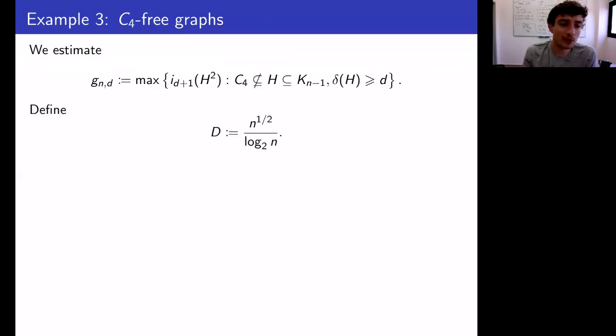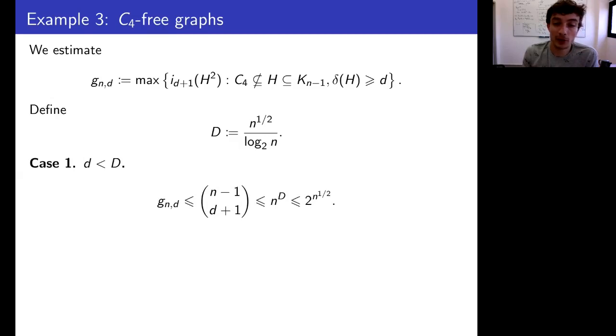Now, to do this, we're going to apply the lemma. We're going to count separately independent sets which are small and large. So first, define this cutoff between small and large, which is square root of n divided by a logarithmic factor. Now, if d is smaller than this, then we don't have to do much. A trivial upper bound of just considering all subsets of size d plus 1 will give us a bound which is strong enough for our purposes, 2 to the power of square root of n.